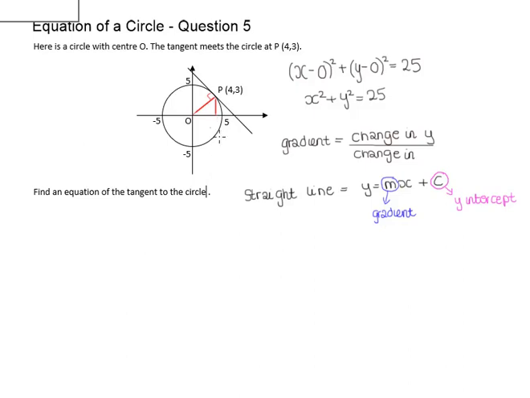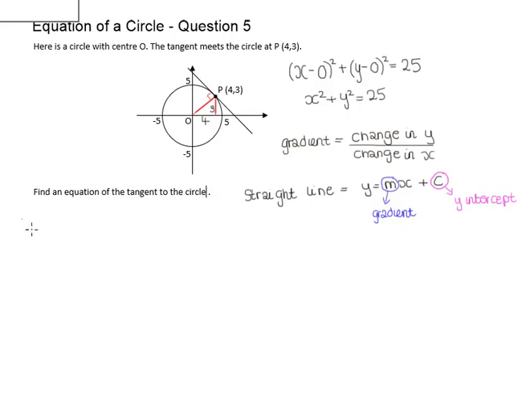Okay, so what I want us to consider first is, can I find the gradient of this radius here? So can I find my gradient? Well, I know my gradient is given by the change in y divided by my change in x. Okay, so my change in y here, well, I know this point is (4, 3), which means on the y-axis we have a change of 3, and on my x-axis I have a change of 4.